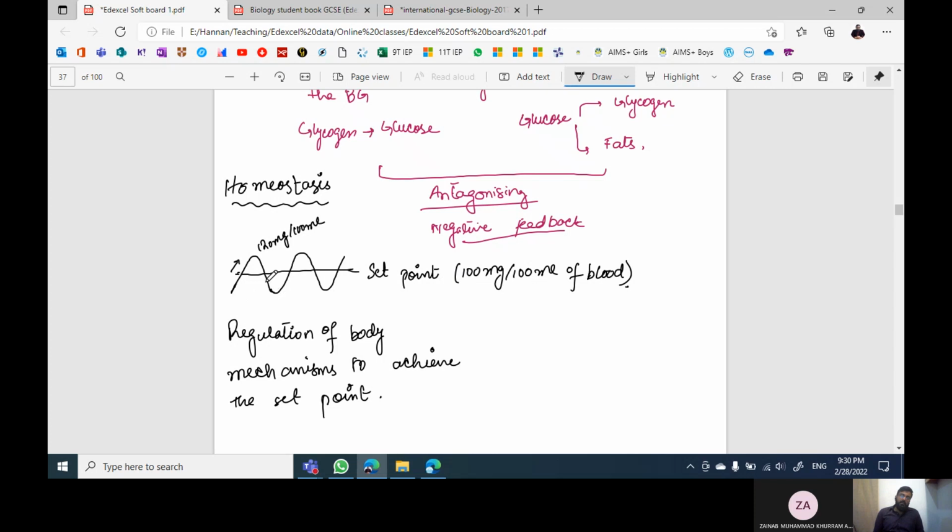And certainly, if you start reducing the glucose in the blood and it reaches the lowest point, you must return it back to the set point so that it may not reduce much. So the point I want to make here is that our body always works in the fashion of negative feedback. Are you getting my point?